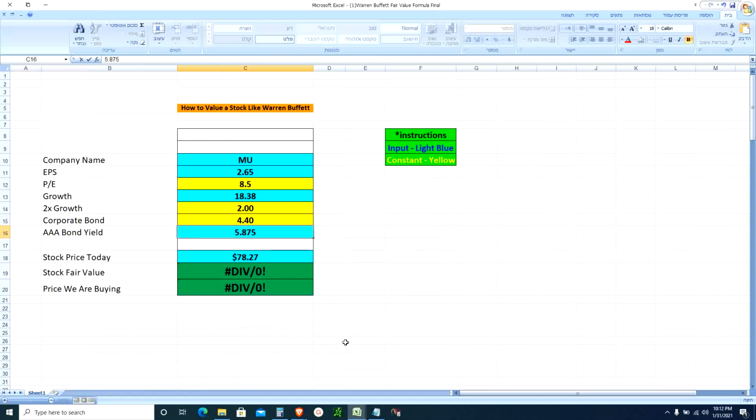Let's come in the Excel, guys. I put in here the AAA bond yield right here, 5875. Basically, once I click enter, I'm gonna find two things: fair value of MICRON stock, MU, as well as the price that Mr. Warren Buffett will be a buyer, which is about 33% discount from the fair value price. That's what we're gonna find.